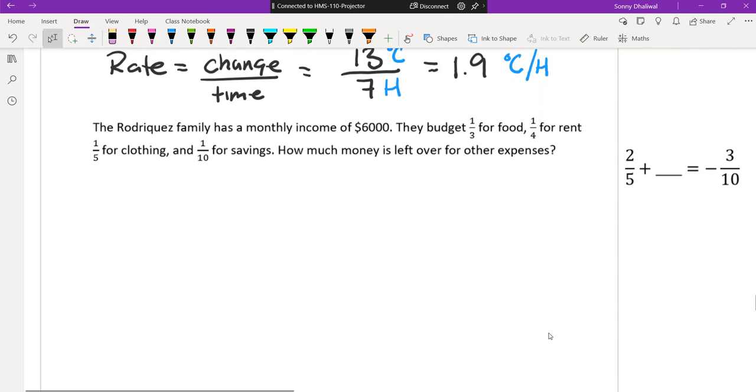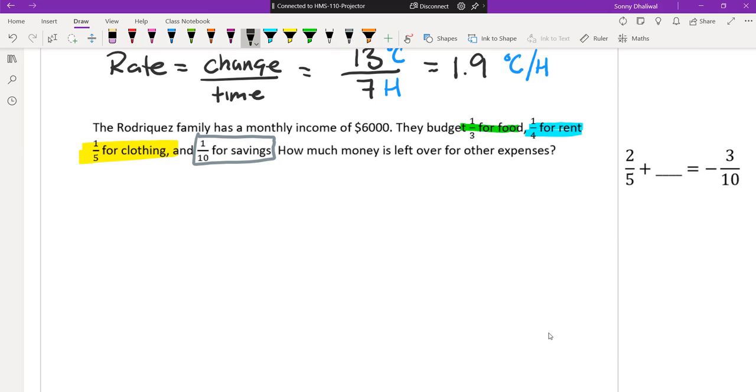All right, the Rodriguez family has a monthly income of $6,000. They budget a third for food. Let's highlight these. They budget a quarter for rent, a fifth for clothing, and a tenth for savings. How much money do they have left over after their expenses? So we need to figure out how much money they're spending on each item.